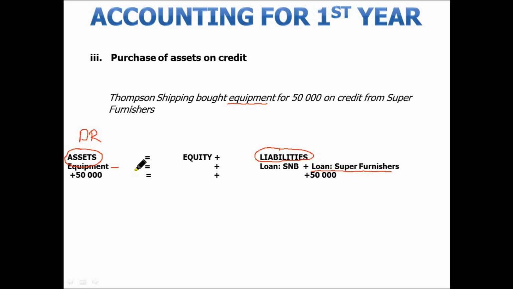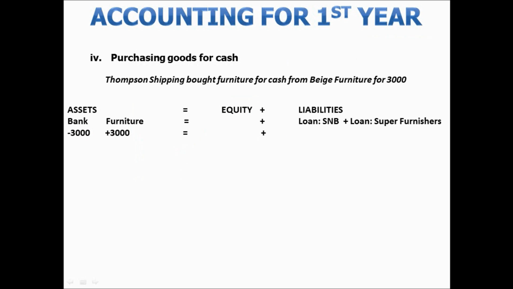Assets always increase on the debit side. Here we have 50,000 Rand. Liabilities increase on the credit side. Here we have 50,000 Rand. So we know that this is correct. Then also remember the date of the transaction, the name of the contra ledger account, and the folio number of the subsidiary journal.